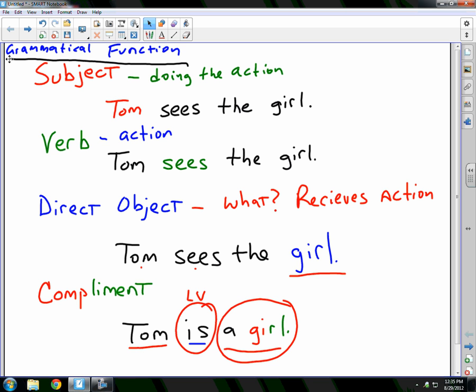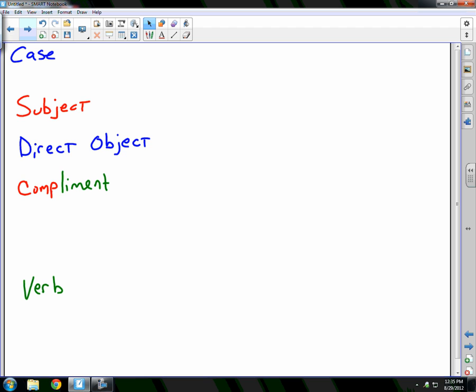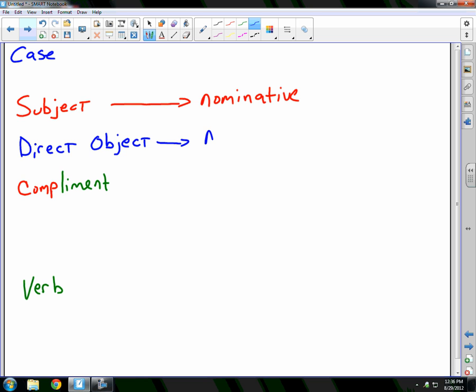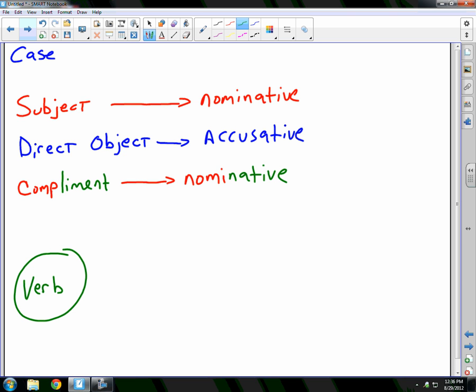So the first thing we're looking for when we're trying to decide what ending to use for a Latin word is the grammatical function. The second thing that I'm going to look for, for nouns, is case. If it is a subject, the case of the word will be nominative. If it is a direct object, the case of the word will be accusative. And if it is a complement, the case of the word will also be nominative. Now, the verbs don't have cases, but they do have conjugations, and we'll talk about that in a second.